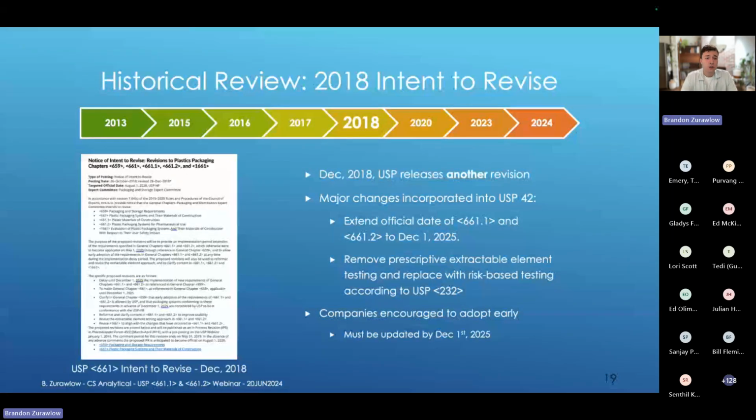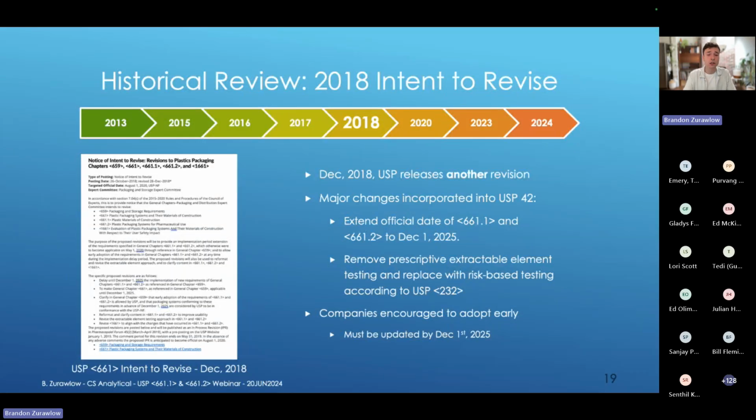So moving forward into 2018, there was another revision. So these major changes from the 2018 Notice of Intent to Revise were incorporated into USP 42. And what happened in this particular revision was that the implementation date was extended an additional 5 years, such that these chapters will become effective on December 1st, 2025. To this day, that is still the implementation date. So that is still the date listed in the USP chapters that they will become effective.